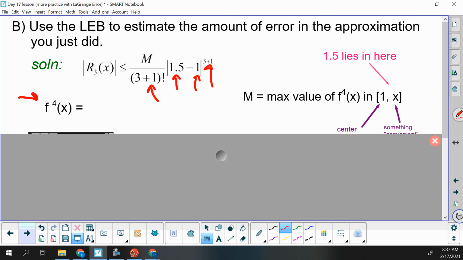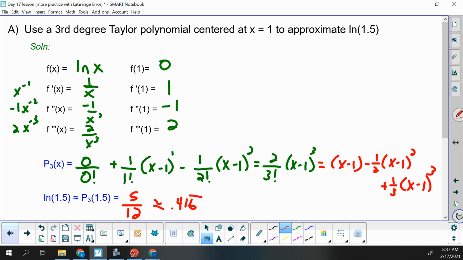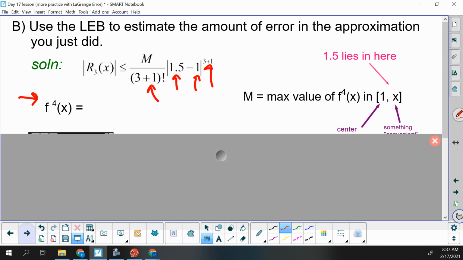Well, to find m, we first need to know what our fourth derivative is. Well, if we go back here, here's our third derivative, so the fourth derivative will be negative 6x to the negative 4. Or written in a nicer way, that's negative 6 over x to the fourth. So we've got to consider that we have the interval 1 to 1.5. We want to think, what's an upper bound on that interval of that fourth derivative?